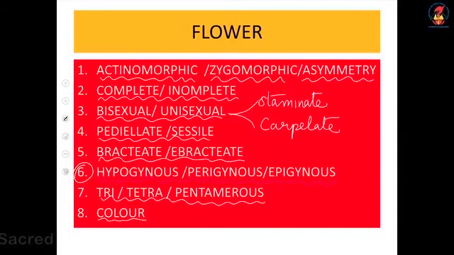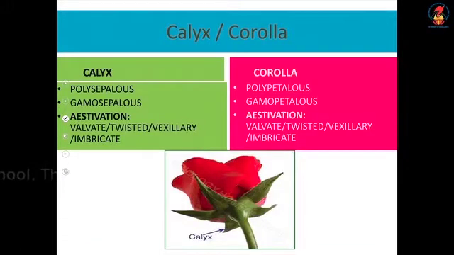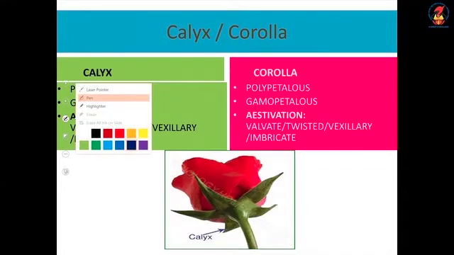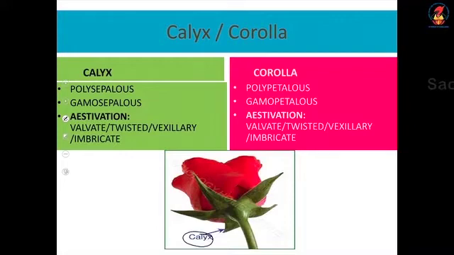So getting back, I have completed all the 8 whorls of the flower. Calyx and corolla side by side. The reason is that the technical terms are same for both. Now in this picture, see, calyx is indicated, the green is indicated, and this is a corolla. So as I told you, calyx comprises the sepals and corolla comprises the petals. Now the first term coming under calyx, okay, concentrate on calyx, polysepalous.